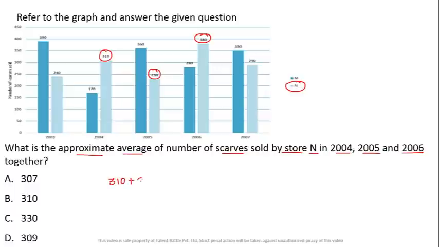So we have to find the average. We'll add all these three and divide by 3. 300 plus 300 is 600, 700, 800, 840, 920, divided by 3. That comes out to be 306 point something. So the answer has to be option A, 307, because we want the approximate average.